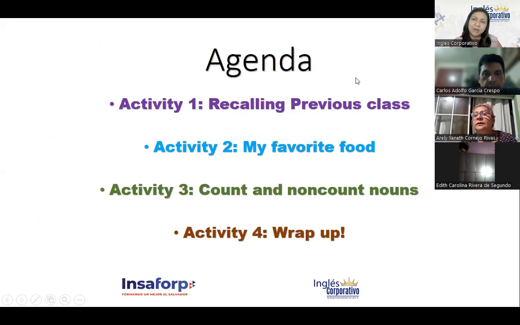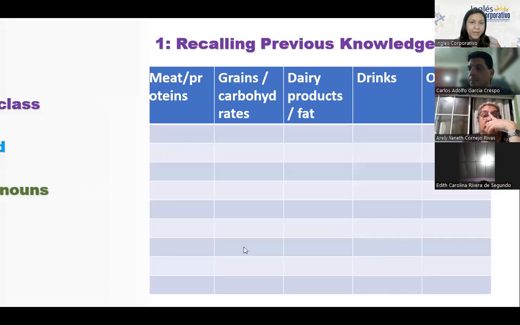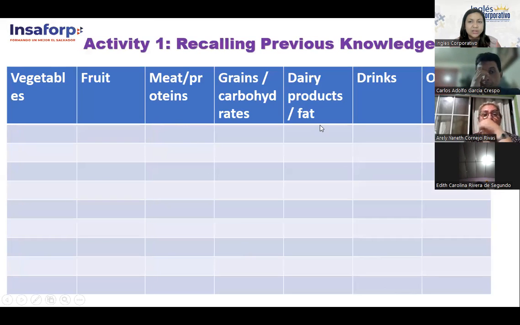So first we have recalling previous classes, recalling previous knowledge. Activity 2, my favorite food. You will talk about your favorite food. Activity 3, count and non-count nouns, and wrap up. Okay, so we are going to start with the food vocabulary.